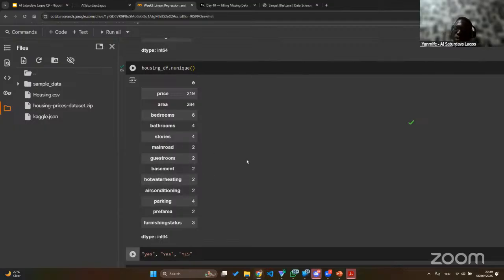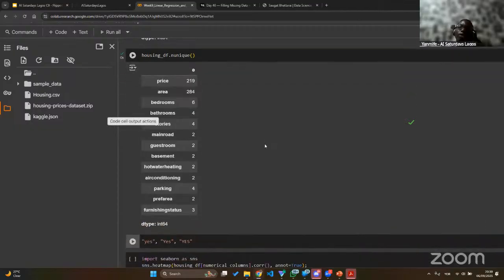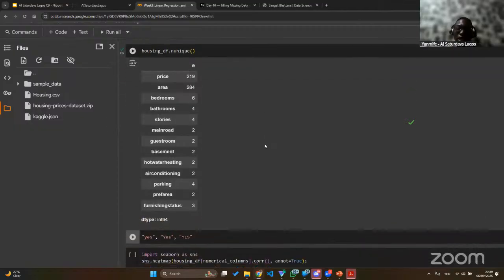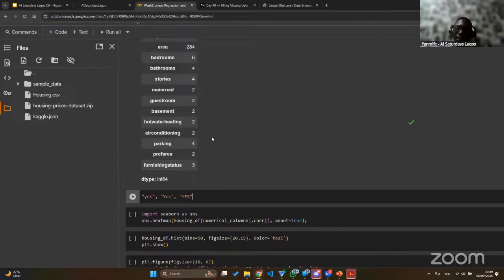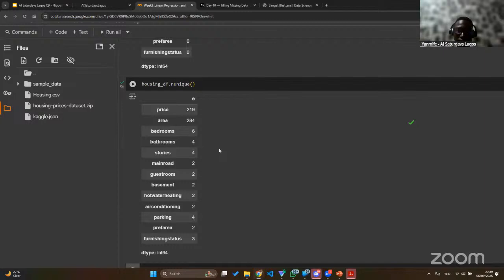If they are not two, then I have to normalize them. So after checking them, I will now have to check the values of the unique values. I'll have to check them and see.